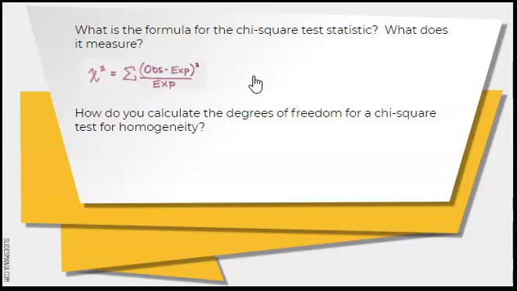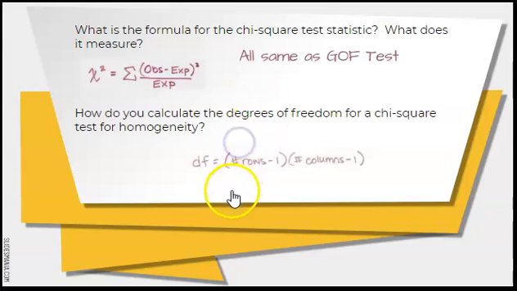So then how do you calculate degrees of freedom for the chi-squared test of homogeneity? Well, it's a little different. You take the number of rows and subtract 1, take the number of columns and subtract 1, and then you multiply them. And the good news is that the calculator is going to do a lot of that for you. But if you needed to do it manually, that's what you would do.